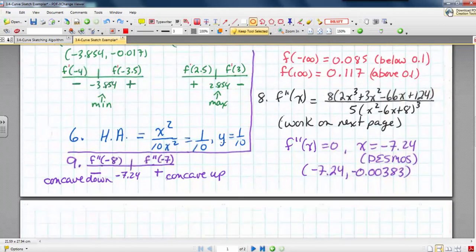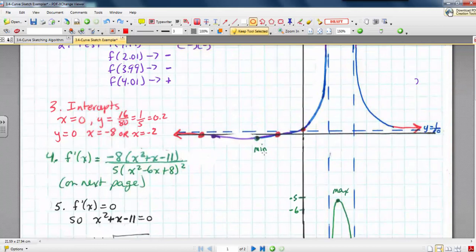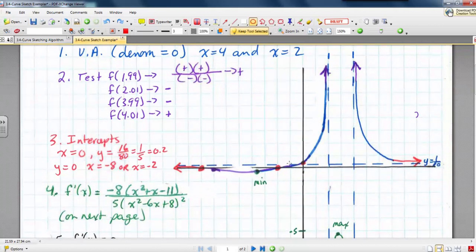And then just to verify, I checked for concavity. What was the second derivative at -8 and at -7? It was negative at -8. It was positive at -7, which means that the curve was concave down at -8, concave up at -7. And so you can sort of see that this section of the graph is all concave up until I get to this point right here, at which point it flips around and becomes concave down moving forward.